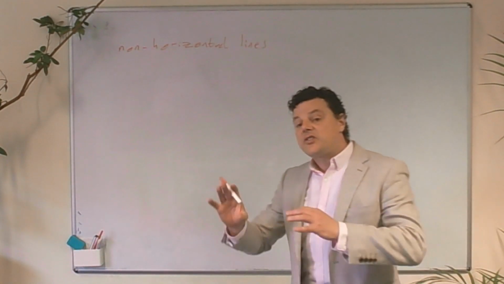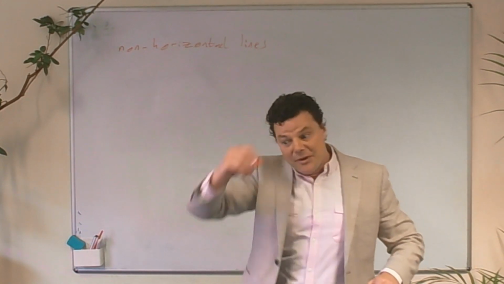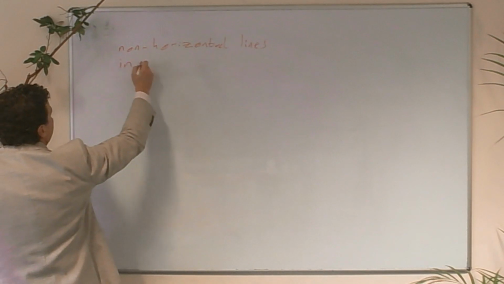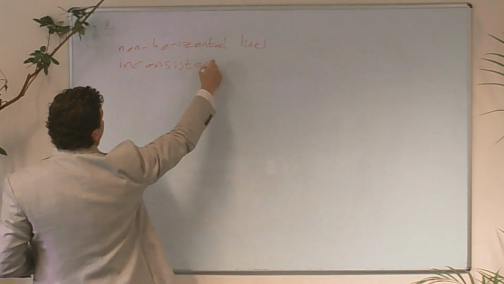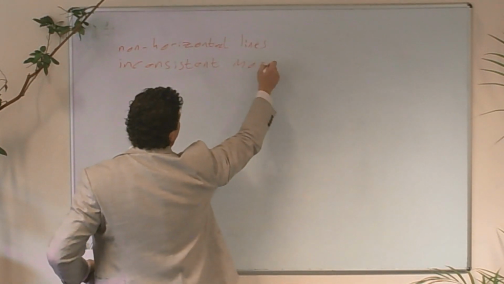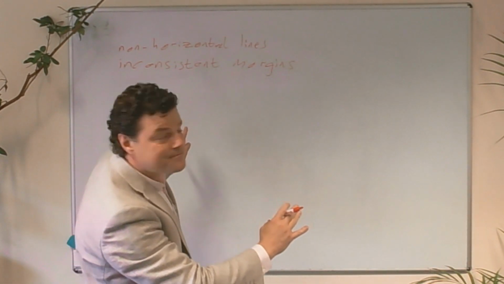Non-horizontal lines. So, if they're writing, and even if there's lined paper, the writing is going up, or it's going down, or it's going up and down. See that? Perfect example. Inconsistent margins.